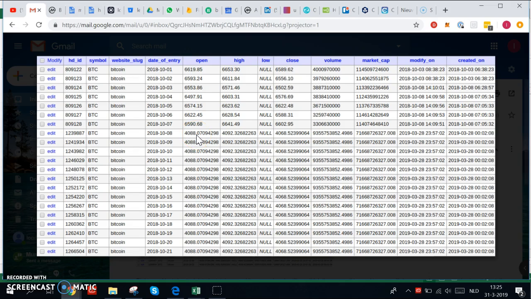So when it comes into the CSV file, it sees this as one big number with 12 digits. 1, 2, 3, 4, 5, 6, 7, 8, 9, 10, 11, 12. So it sees this number as 12 digits. I'm going to show you right now.